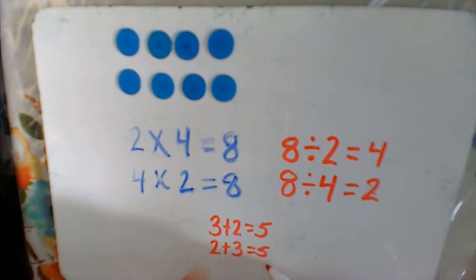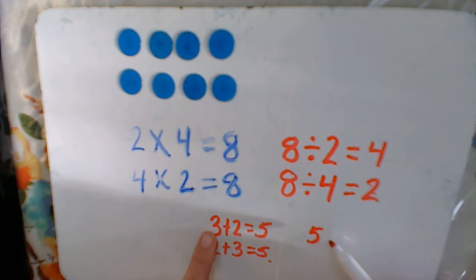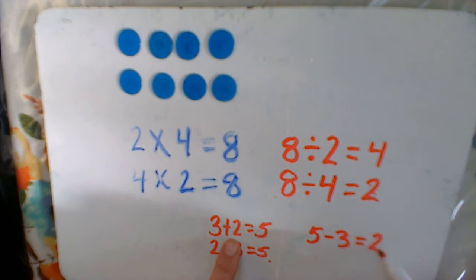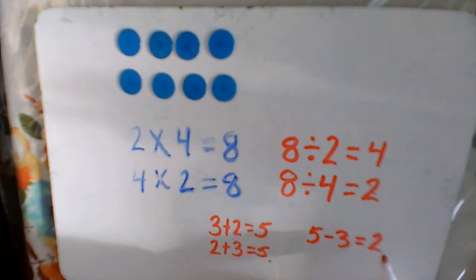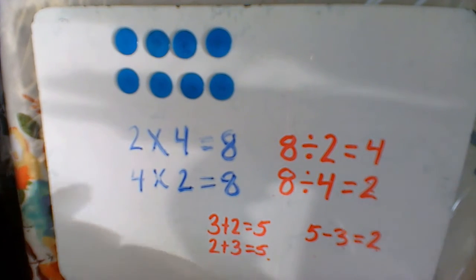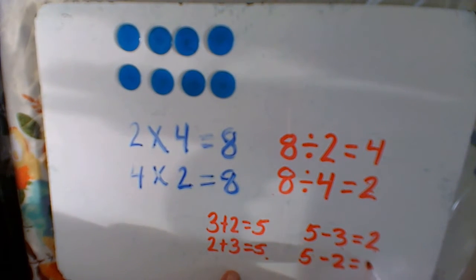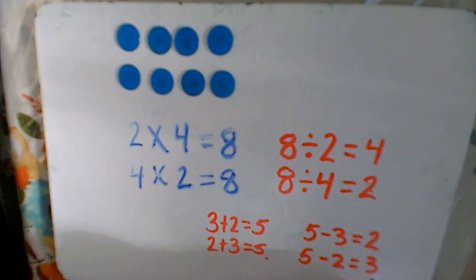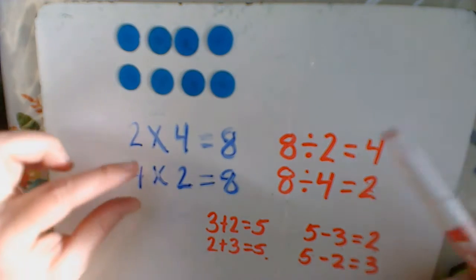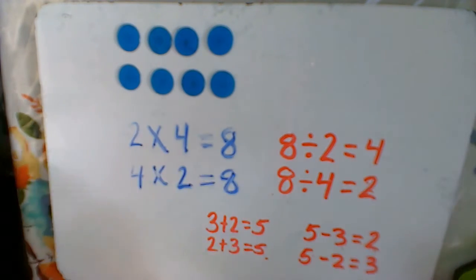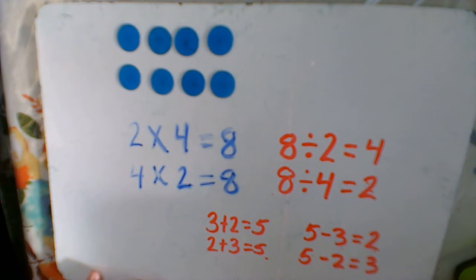But then when we subtract, we start with the total number. And we take one of these away, and it equals the other addend. 3 plus 2 equals 5. And if I start with 5 and I take the 2 away, then I know I have 3 left. 3 plus 2, or 2 plus 3, equals 5.